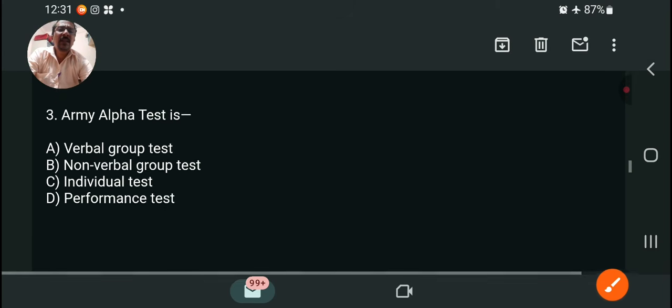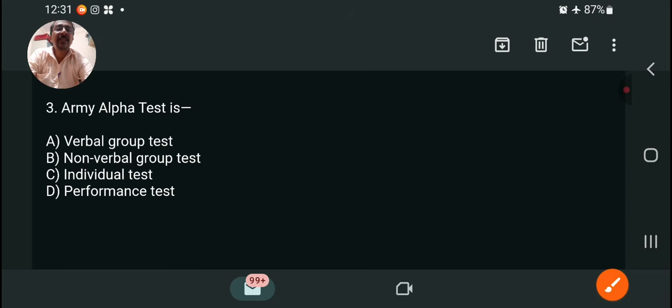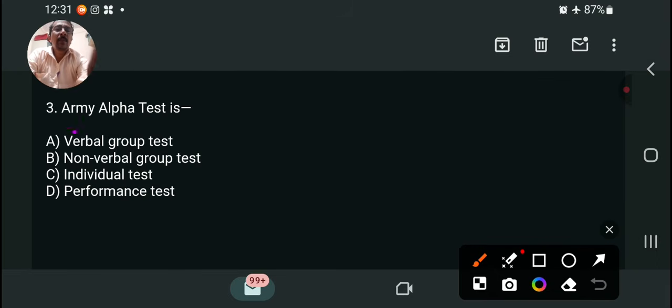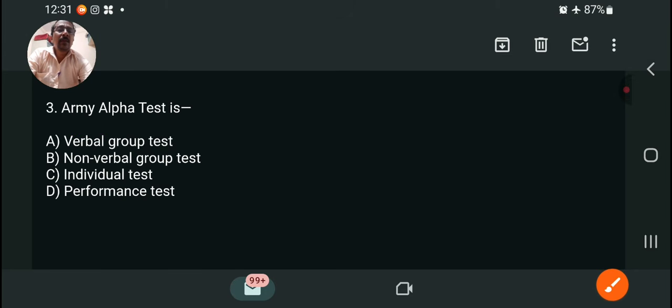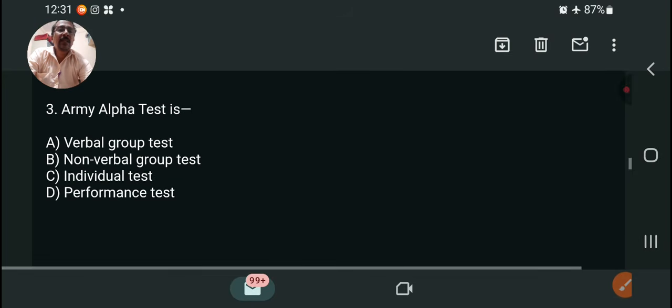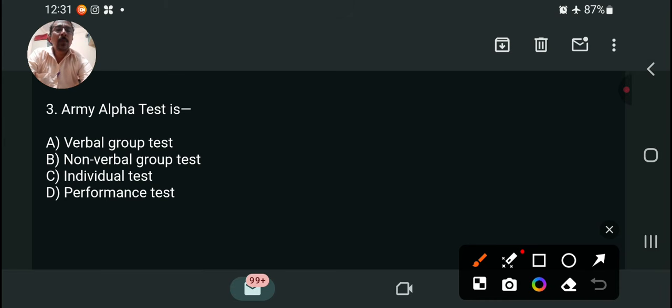The next: Army Alpha test is a verbal group test, non-verbal group test, individual test, or performance test? Army Alpha. Verbal group test. So check here. Yes, verbal group test, Army Alpha.